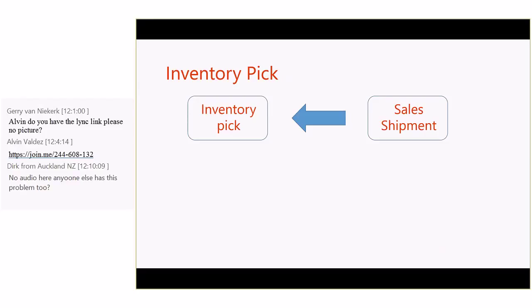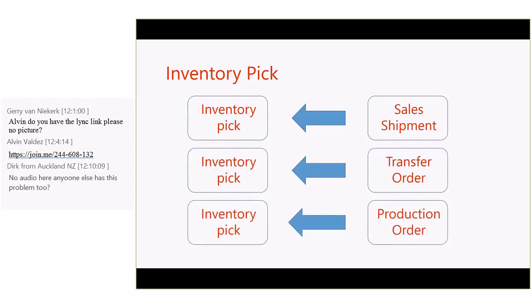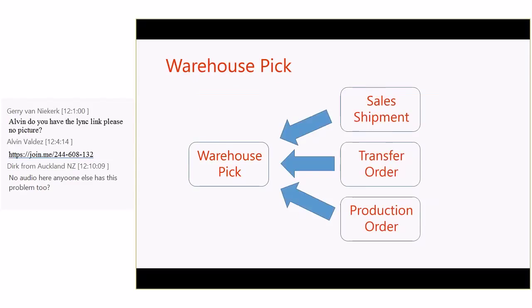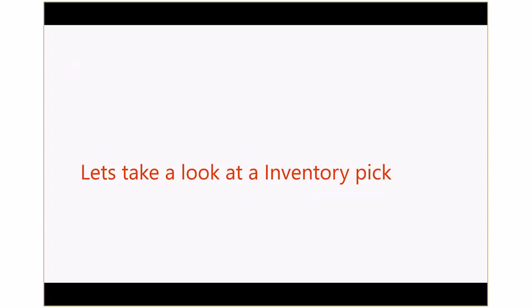Before we do that though, I always like to explain a little bit of detail, and then hopefully this graph gives you that illustration. So an inventory pick can be sourced from a sales shipment, a transfer order, a production order, just that demand. But within a warehouse pick, we can have that all happening in one activity. So a good way to describe it is trying to increase your efficiency, having your warehouse worker do these activities in one go instead of traveling back and forth and back and forth. Let's have a look at an inventory pick.